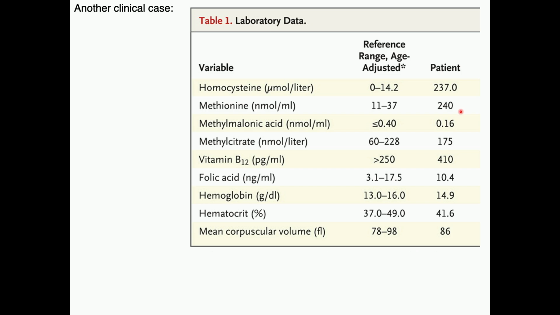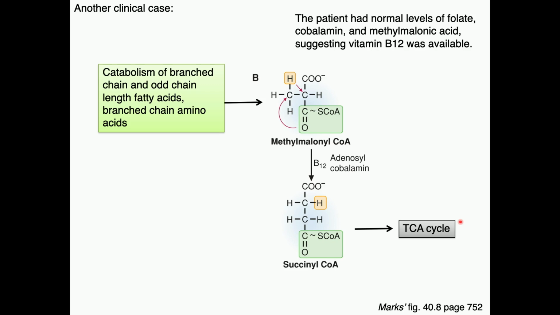Okay, then what else is significant? So the vitamin B12 is fine, the folic acid is fine, and he is not anemic, right? So normal hematological parameters. Okay, so the patient had normal folate, normal cobalamin, normal methylmalonic acid, that's a result of the methylmalonyl-CoA. So this is suggesting that the vitamin B12 is available for at least some purposes, right?